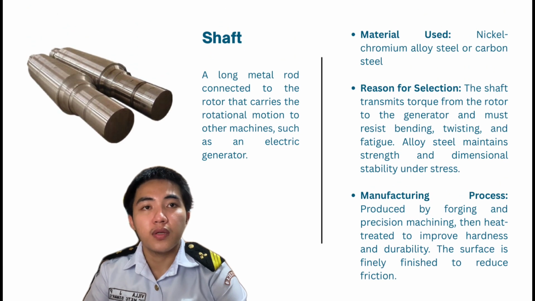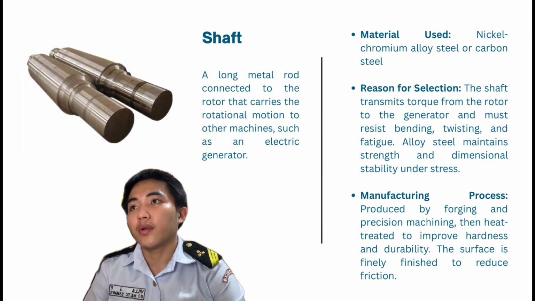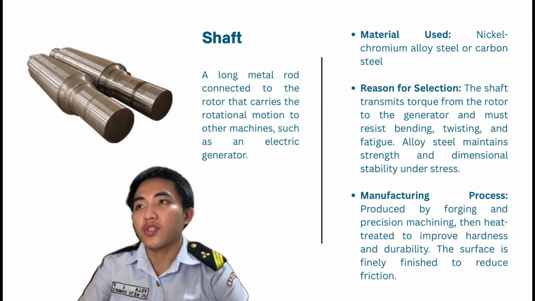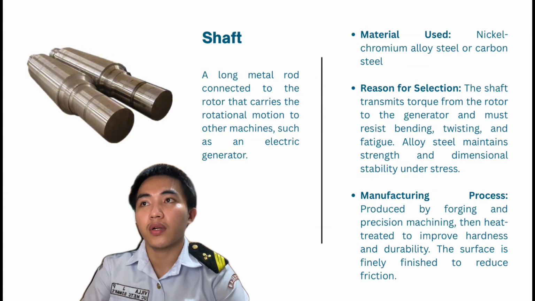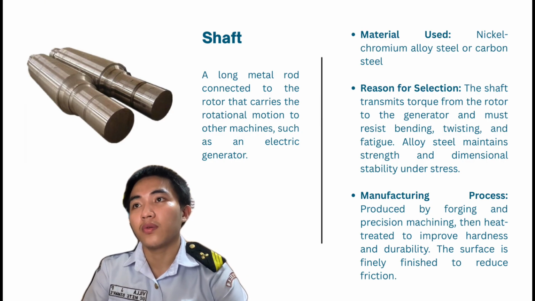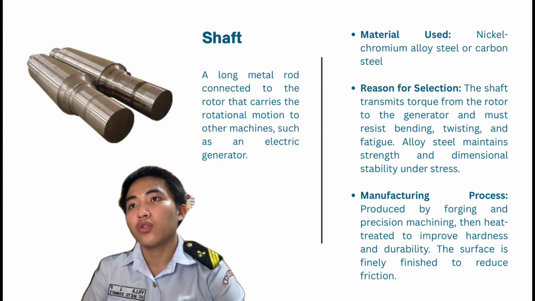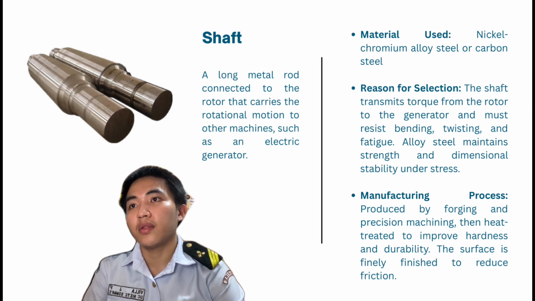So number 6, shaft. A long metal rod connected to the rotor that carries the rotational motion to the other machines such as electric generator. So material used: nickel chromium alloy steel or carbon steel. So reason for selection: the shaft transmits torque from the rotor to the generator and must resist bending, twisting, and fatigue. Alloy steel maintains strength and dimensional stability under stress.